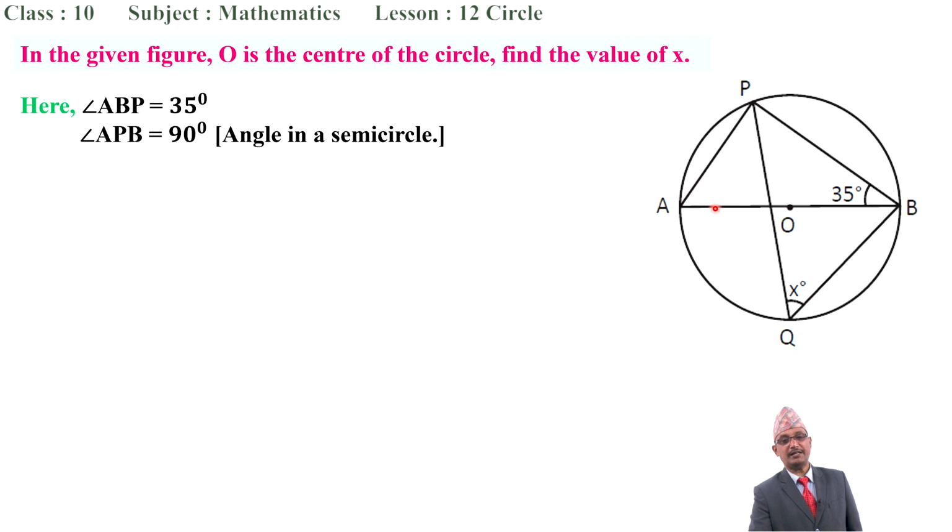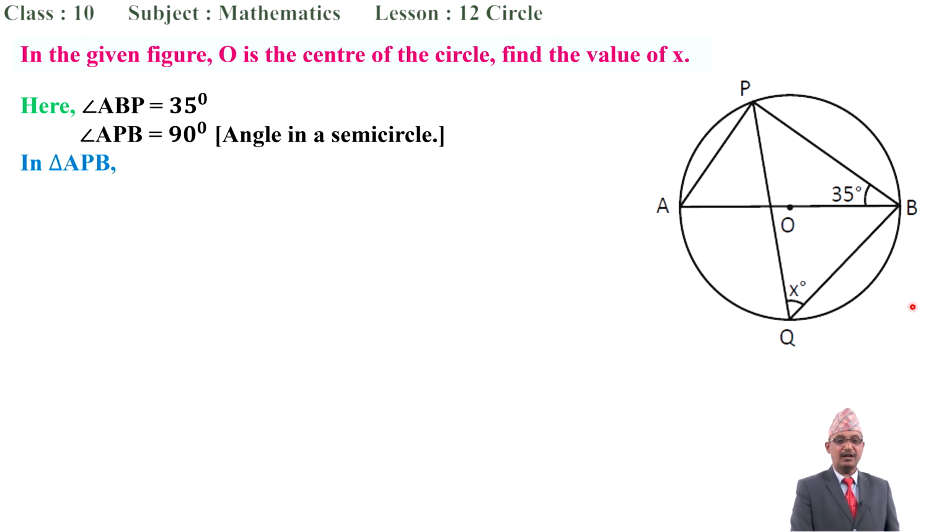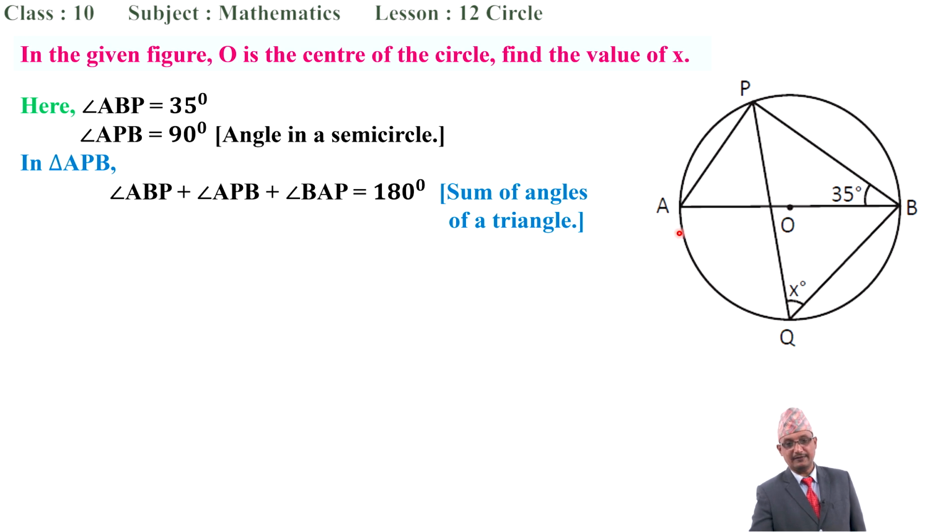And after calculating this angle, this is an inscribed angle standing on the arc PB, and this x is also an inscribed angle standing on the same arc PB. And we know the relation: inscribed angles standing on the same arc are equal. So, x equals angle PAB. That's why firstly we take triangle APB, and in triangle APB, if we add all three angles, that is angle ABP, meaning this angle, plus angle APB plus angle BAP, then it will be 180 degrees. Now, put the values.